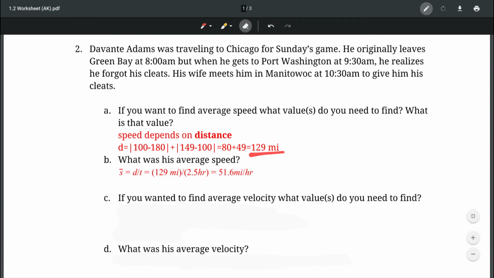Then for average speed, we just take that distance divided by the time, and this 2.5 hours depends on leaving at 8 and getting there at 10:30. So 2.5 hours is 10:30 minus 8.